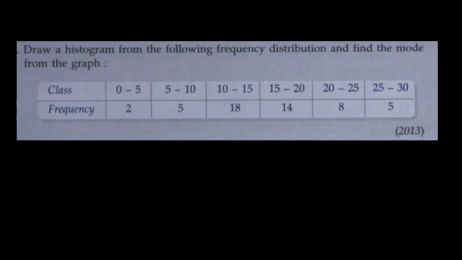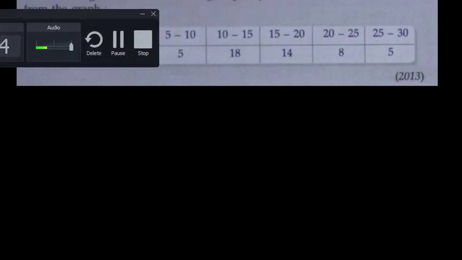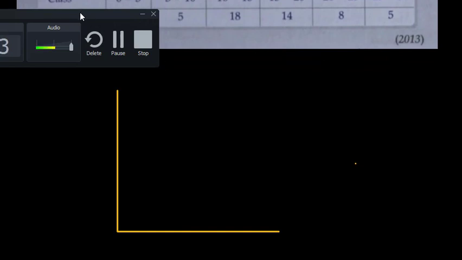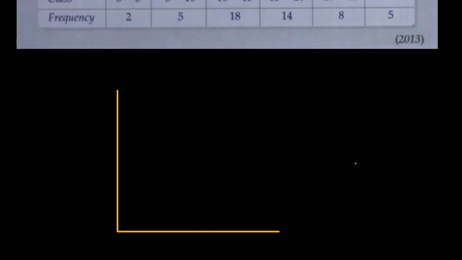You have to draw the histogram from the following frequency distribution and find the mode from the graph. Now as I am not using a scale, the lines which I will draw will not be perfect, but this axis I can draw perfectly. So suppose this is the axis I have drawn.